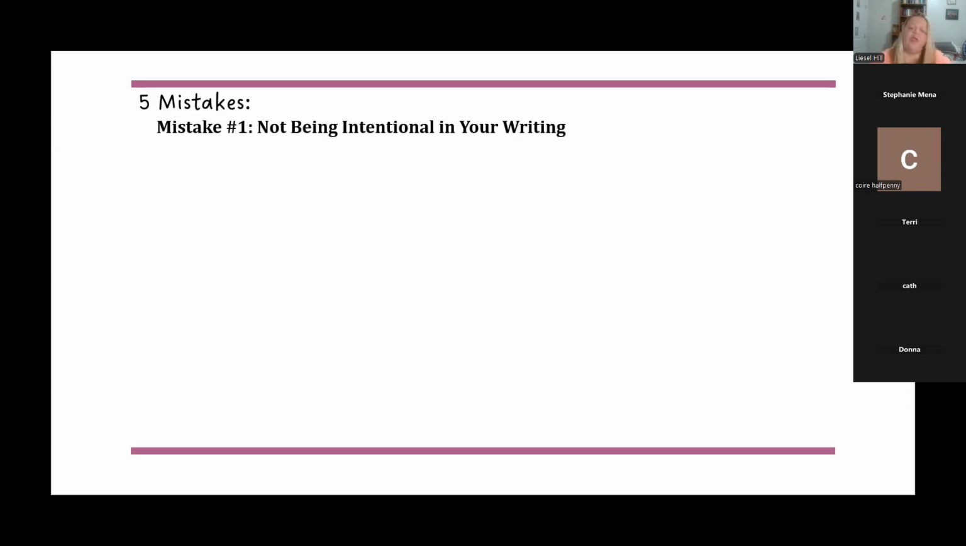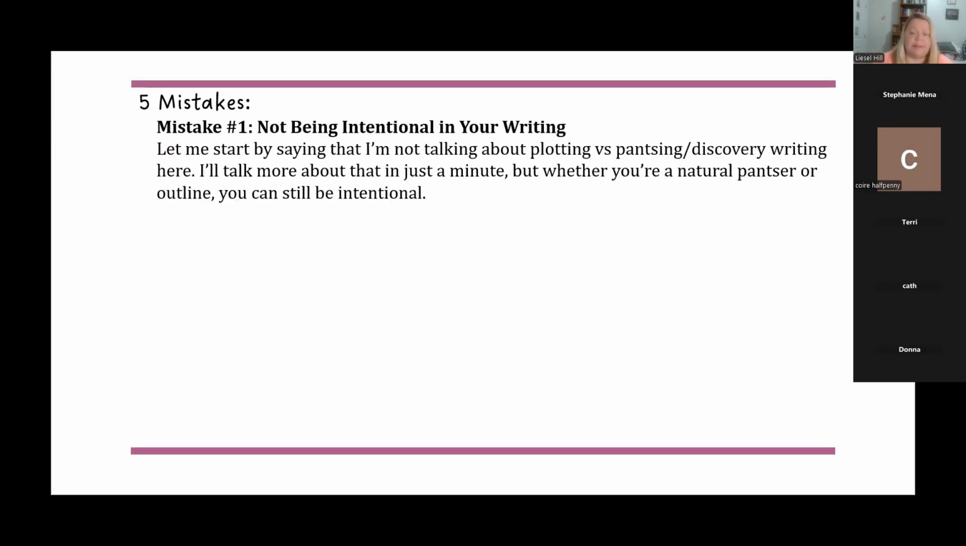Okay, so the number one mistake that many new writers make, especially, is not being intentional in their writing. Now, let me start by clarifying that I am not talking about plotting versus pantsing or discovery writing here. We are going to get into those things a little bit more in a few minutes. But whether you're a natural pantser or an outliner, you can still be intentional. So we're going to talk about stages a little bit for these different mistakes. And stage 1 is just, I have a story in mind and I want to try and write a book. That's it. When you first conceive of it, when you first say, I'm actually going to try and write this thing down.